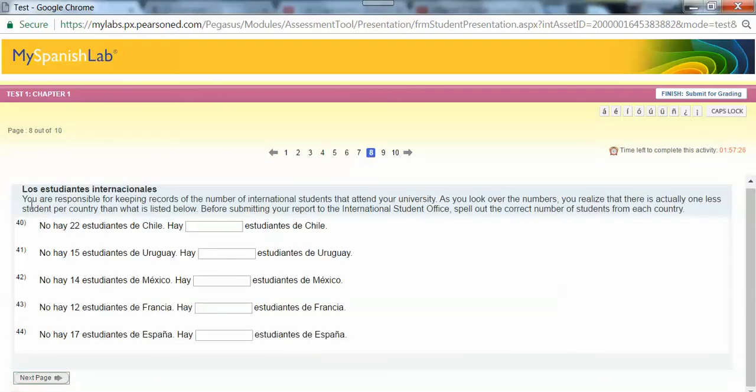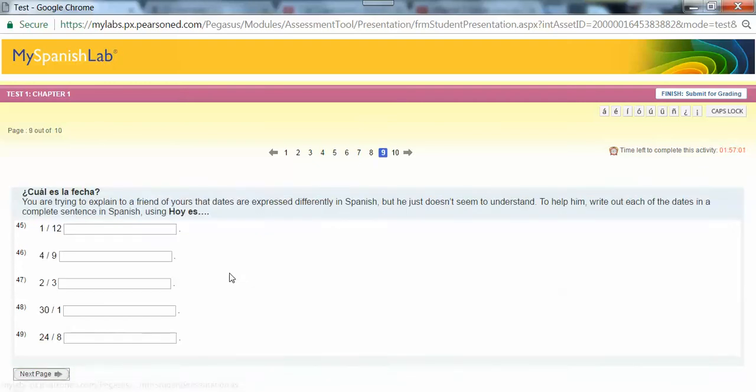Okay, be careful here. This says you're responsible for keeping records of the number of international students that attend your university. As you look over the numbers, you realize that there's actually one less student per country than what is listed below. So here you're given a number, you need to write one less. So if this is 22, you should be writing 21. 15, you should be writing 14. So just be careful of that.